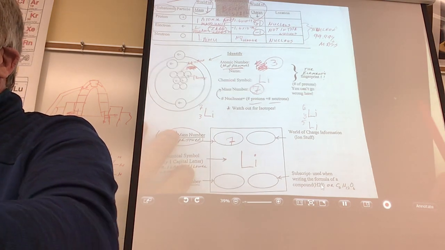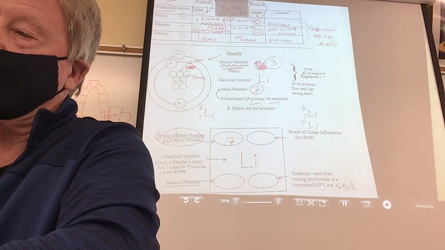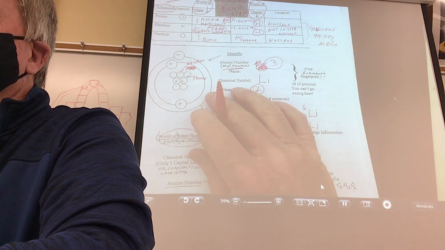Now we go down to this model right here. I noticed there are 3 protons. Have we done this yet? Have we gotten this far yet? I don't have it written here.